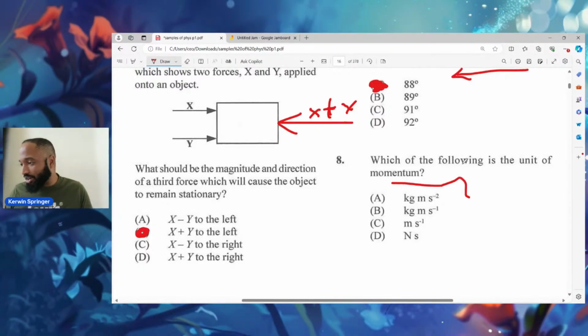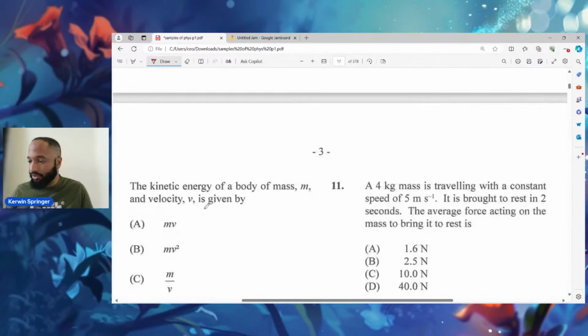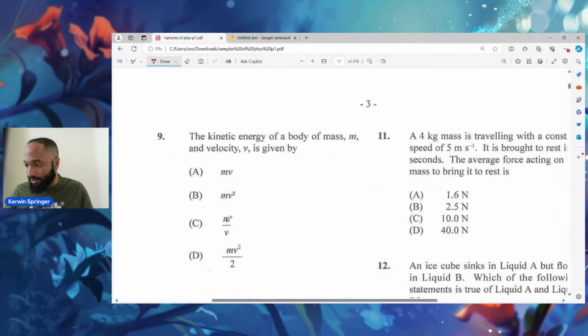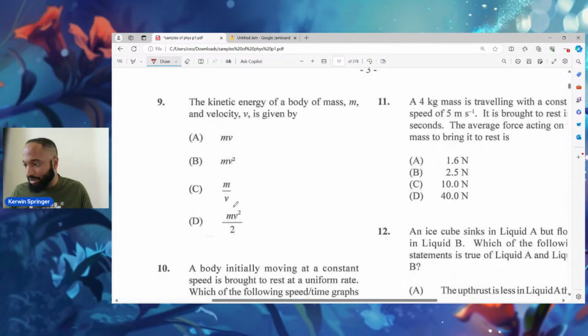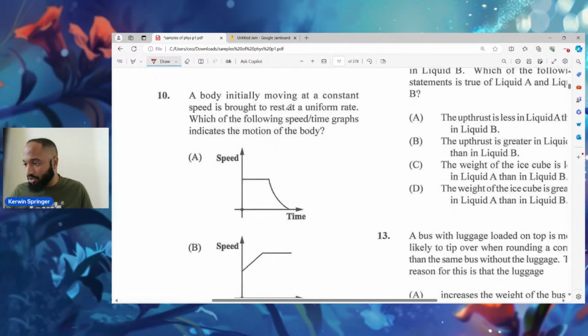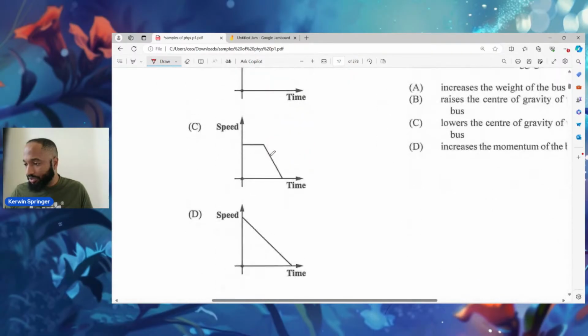Momentum is a product of mass and velocity. Velocity is meters per second. Mass is kilograms. So B. The kinetic energy of a body of mass m and velocity v is given by half mv squared, or mv squared divided by 2. A body initially moving at a constant speed is brought to rest at a uniform rate, C.